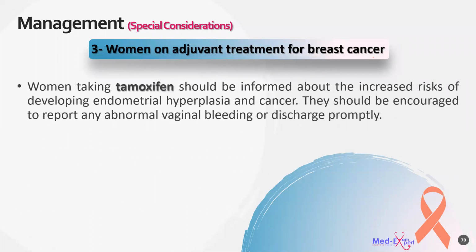Women on adjuvant treatment for breast cancer, that's the third consideration we have. We know that tamoxifen, which is a selective estrogen receptor modulator, is used extensively as an adjuvant treatment for breast cancer cases. And the problem with tamoxifen is that it's associated with a very high risk of developing endometrial hyperplasia and endometrial cancer.